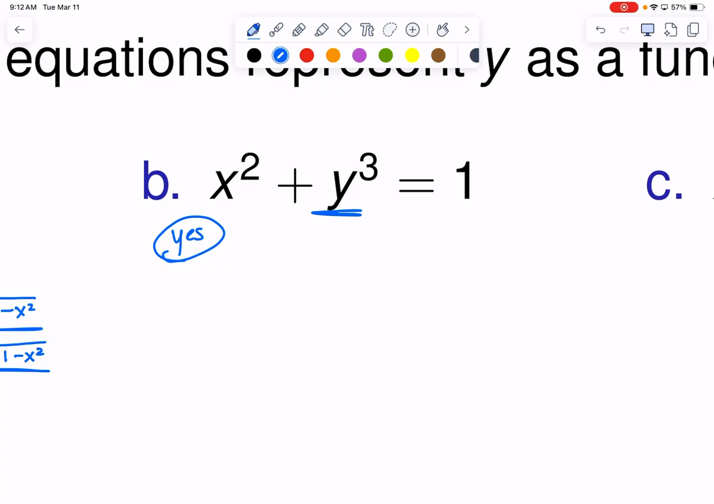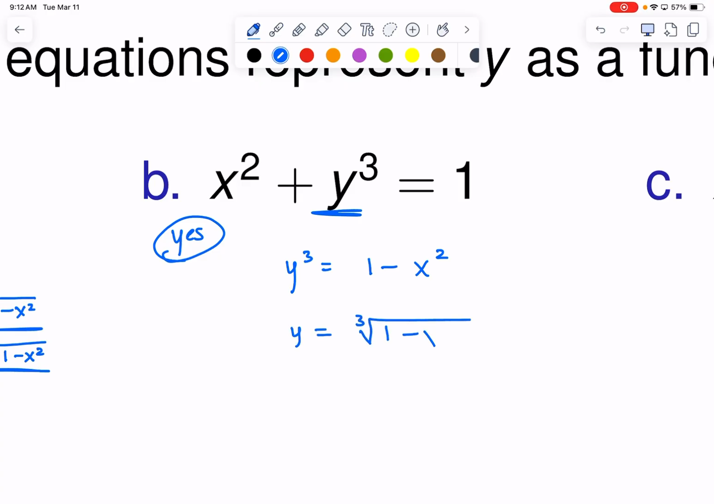But if we solve for y, you would subtract x squared, so we get y cubed is equal to 1 minus x squared. What would you do to get y by itself? How would you get y by itself now? Cube root. Does cube root require a plus or minus?